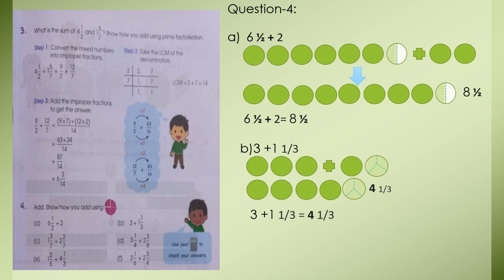And how are we going to convert that? We first multiply the denominator by the whole number, like 2 times 4, and then add the numerator, which is 1. So 2 times 4 is 8, plus 1 is 9 over 2.